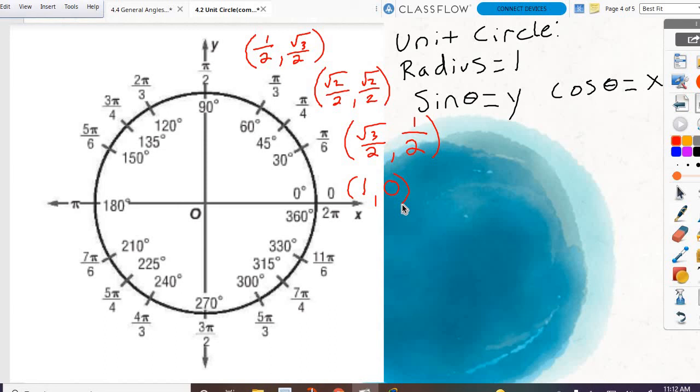Now, when I go up to 90 degrees, again, what's the length of this line segment going to be? Still 1, but 1 in which direction this time? Up. So my x value is going to be 0, and my y value is going to be 1. Y'all with me?